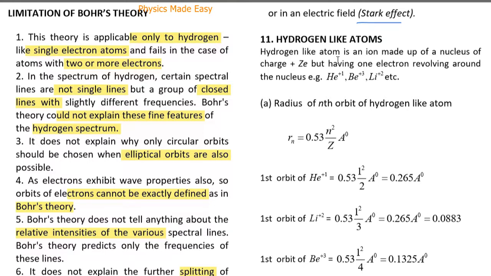Now, a hydrogen-like atom is an ion made up of a nucleus with charge plus Ze, but with only one electron revolving around the nucleus. For example, helium plus 1, beryllium plus 3, and lithium plus 2. They are the hydrogen-like ions.